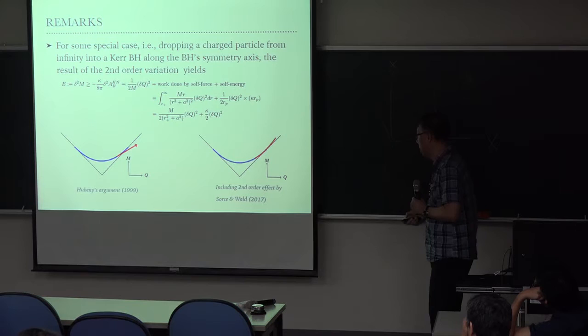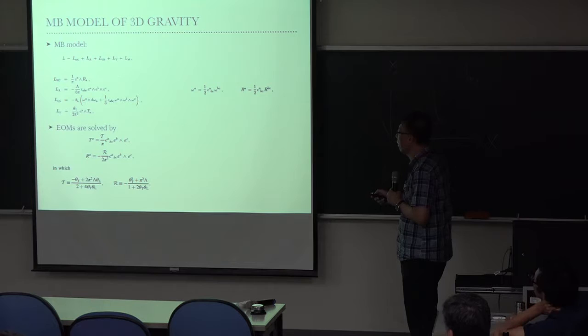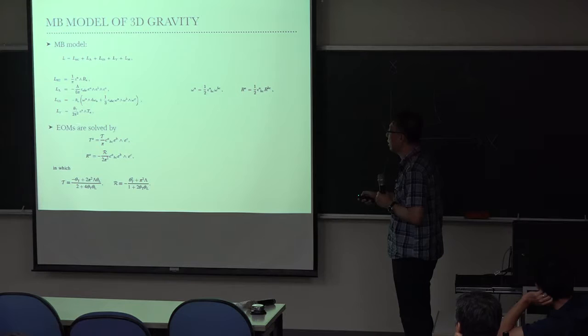Then I will switch gear to our model. Basically, we consider a three-dimensional model of topological massive gravity. The first term is the typical Lagrangian for topological massive gravity, TMG. And the last term is a torsion term, so we basically introduce a torsion term.